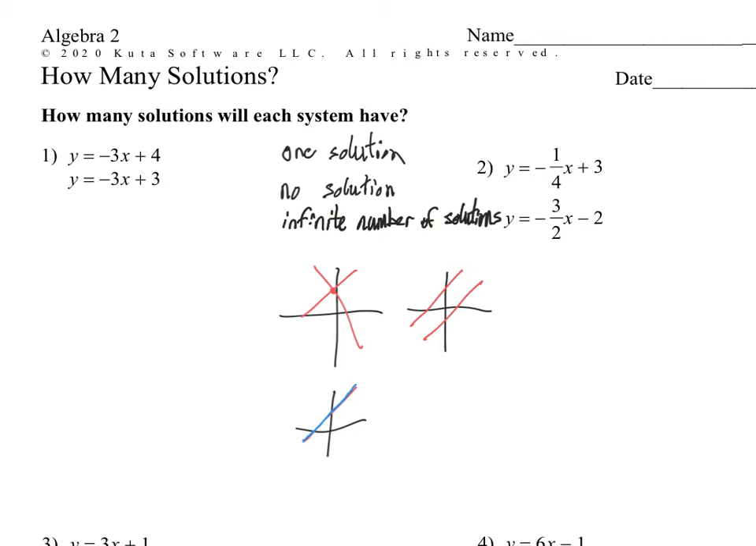If they are parallel, then they have the same slope. If they are going to intersect, they're going to have different slopes. And if they're the exact same line, then they have the same slope and the same y-intercept, so the same b value. They're the exact same line. That's another way to say that.